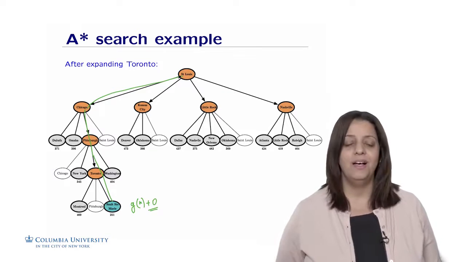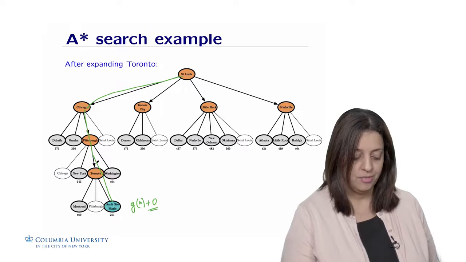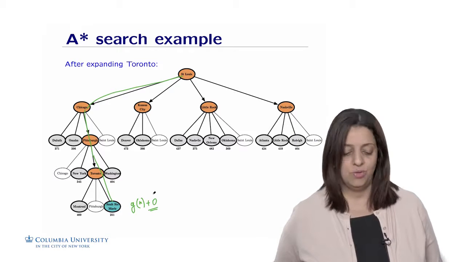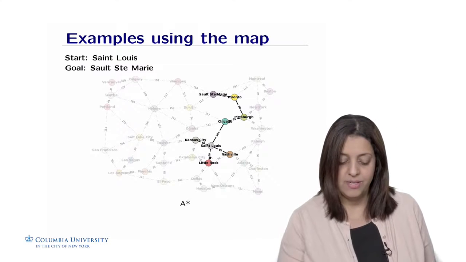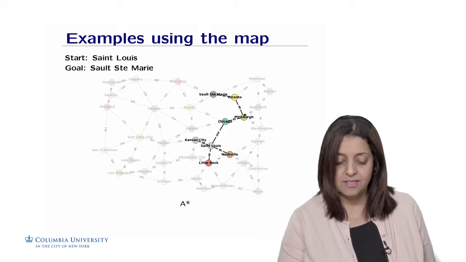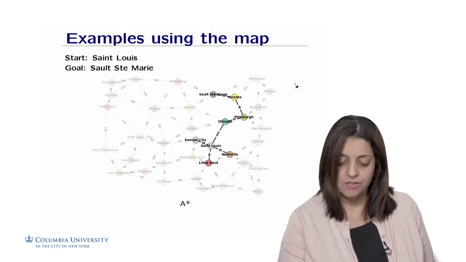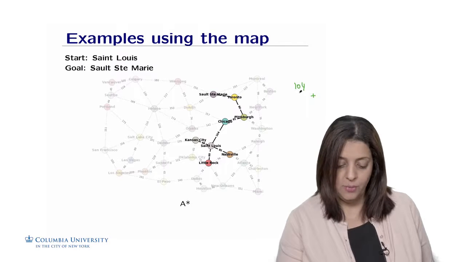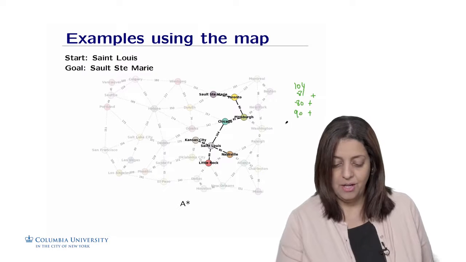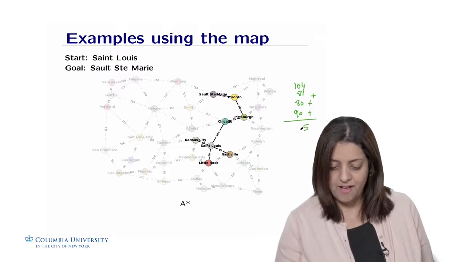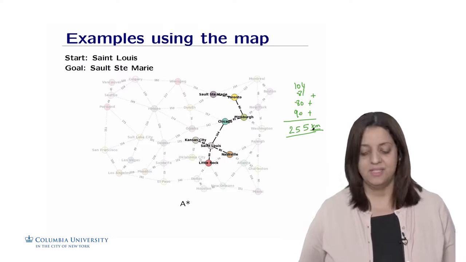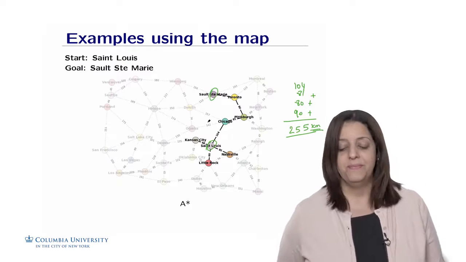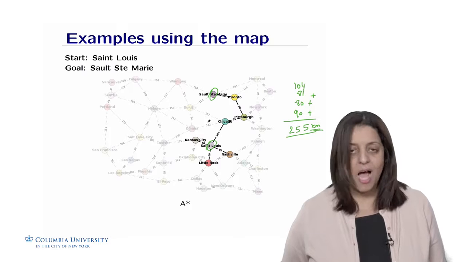So g of n, 251, is actually this path that you see here. Okay, so we found our goal by going through this path, which would be actually the shortest path to the goal. So on the map, you will have this configuration where you start from St. Louis. This is what we have been exploring. But then the distance in this case would be a distance of 104 to get to Chicago, plus 81 to get to Pittsburgh, plus 80 to get to Toronto, plus 90 to get to Sault Ste. Marie. So the total would be 255 kilometers, which would be actually the shortest possible distance between St. Louis and Sault Ste. Marie. So we found the optimal solution now using the A-star algorithm.